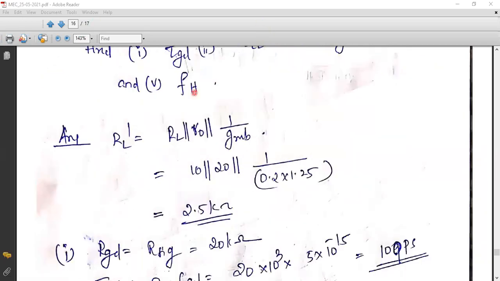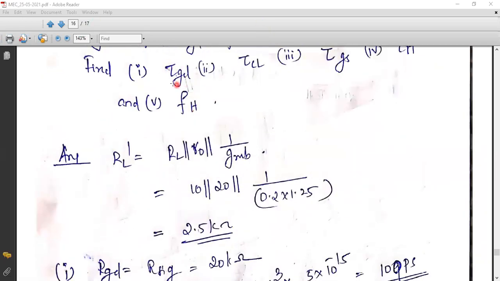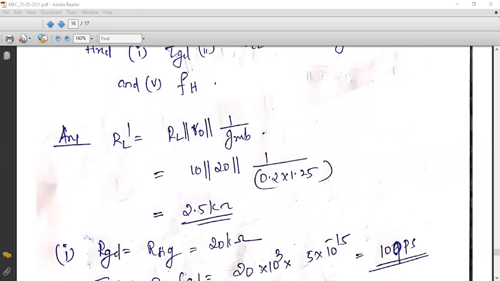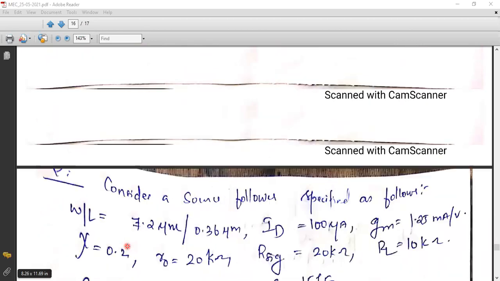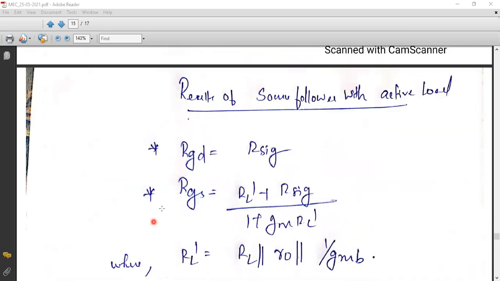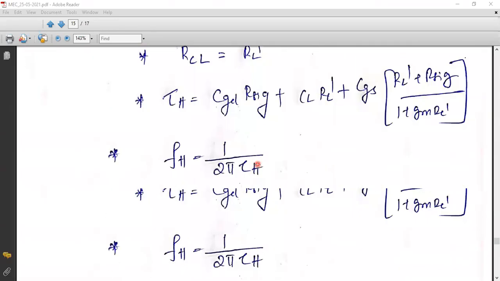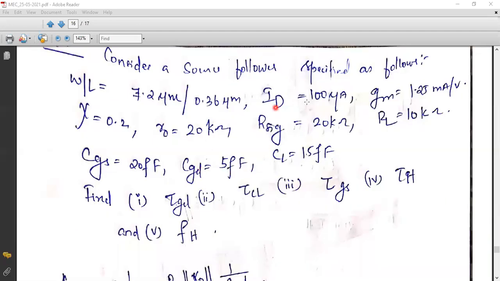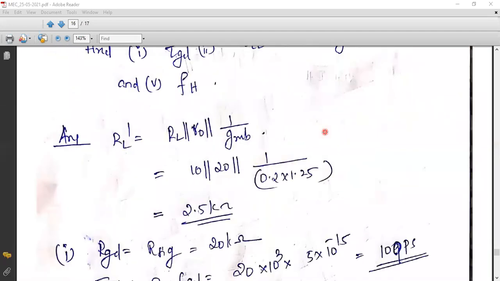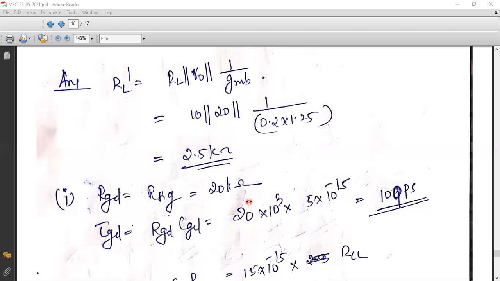Now we will start with tau GD. To find tau GD, we have to find RGD because tau is nothing but the product of R and C. So let us see the result. What is RGD? RGD is equal to RSig. So what is RSig here? RSig is given as 20. So directly you can write RGD as 20.